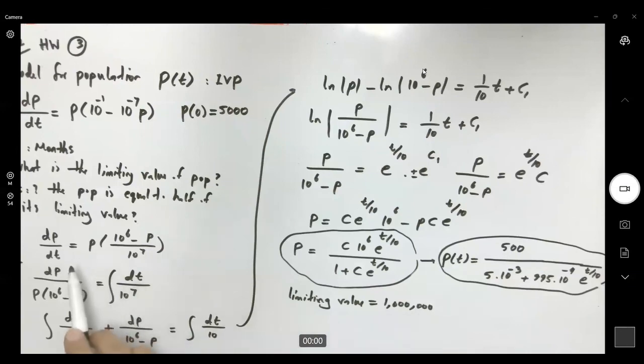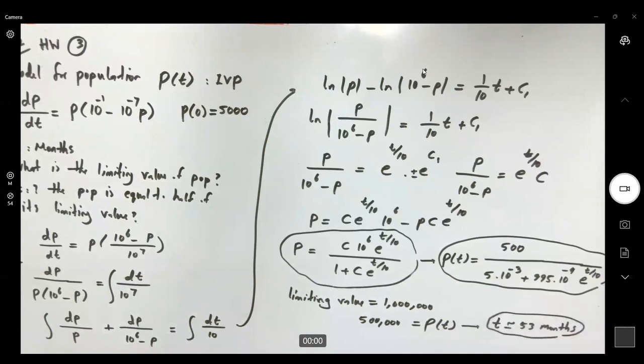So how long does it take for the population to reach 500,000? So 500,000 is equal to P(t). By solving for t in the equation, t becomes approximately 53 months. So in 53 months, the population gets to half of the limiting value.